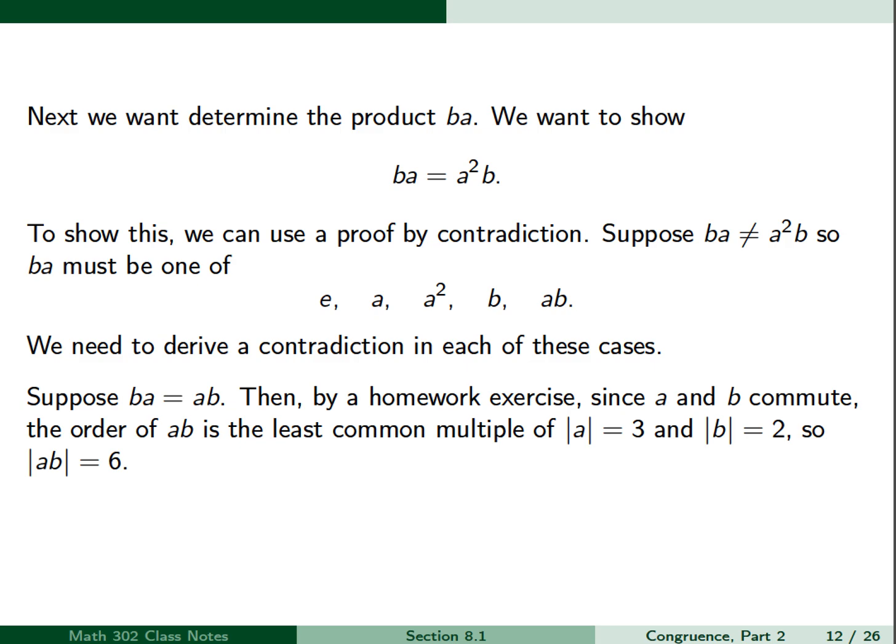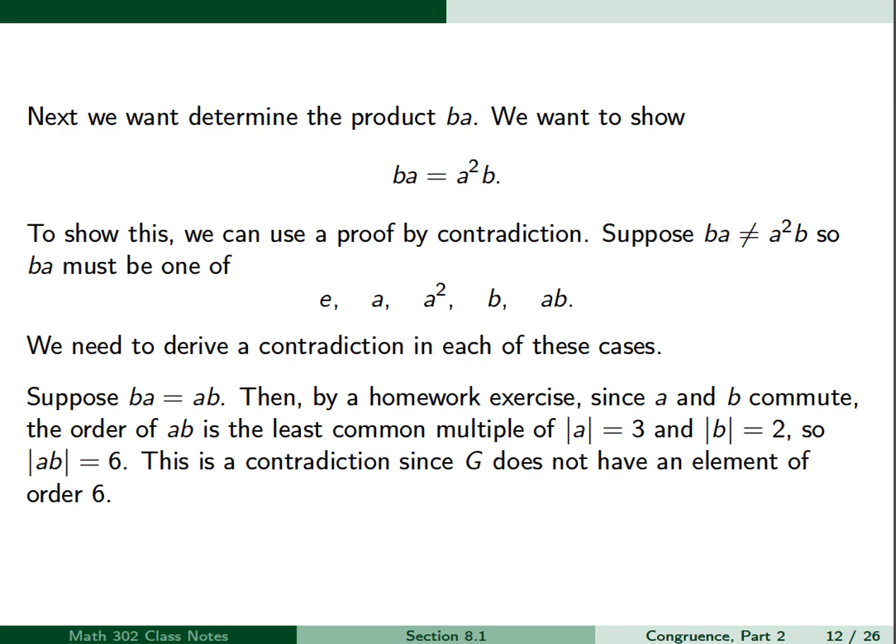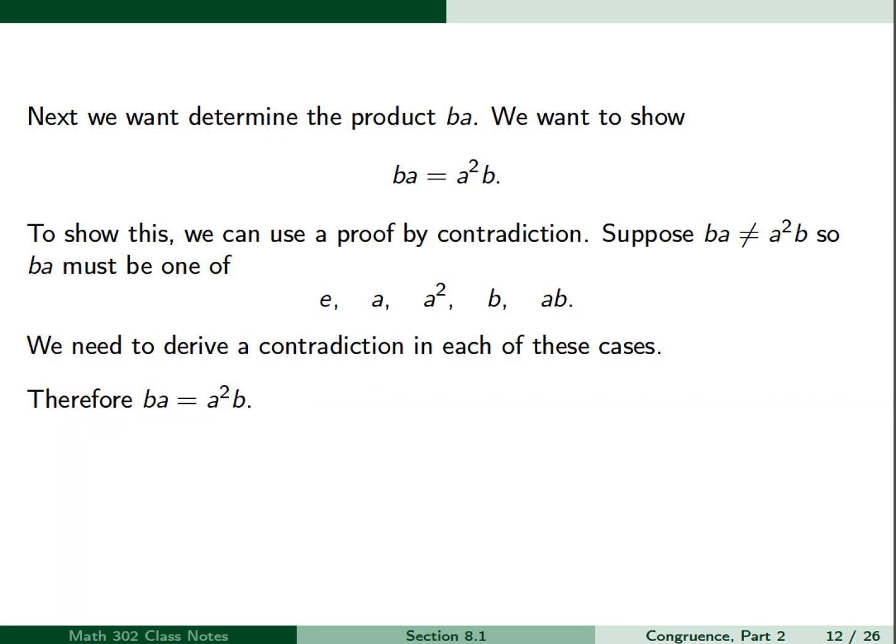Now that homework exercise actually was from section 7.5, and it was talking about cycles, but the result still holds even if we're dealing with elements in a general group. So we have an element AB of order 6. Well, this is a contradiction since we supposed that G does not have an element of order 6. So therefore, BA must be equal to A squared B.